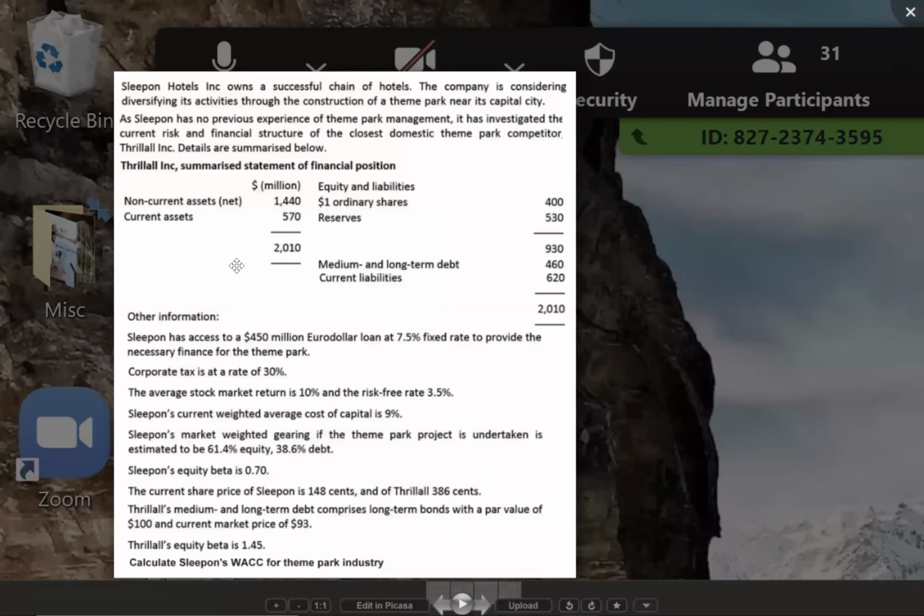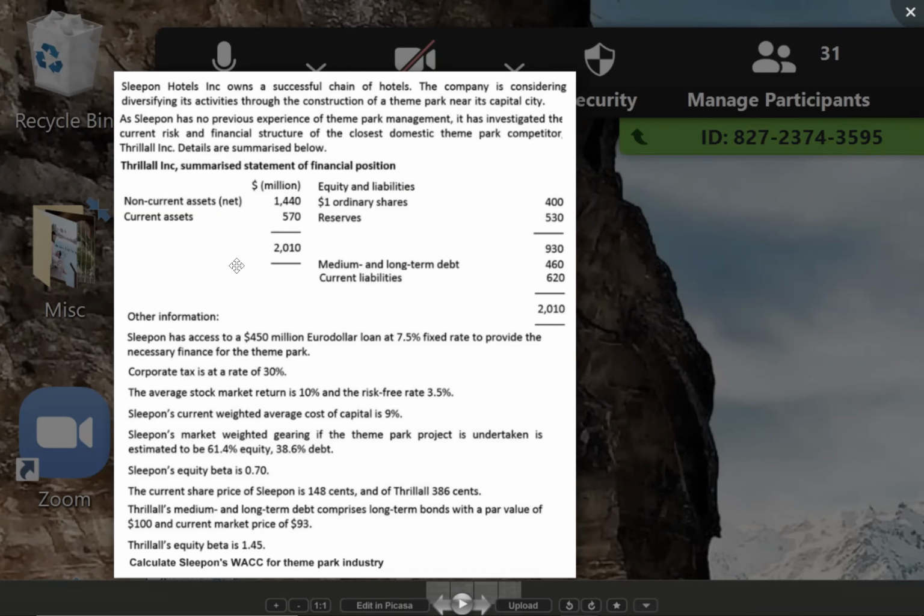Next. Average stock market return is 10% and risk-free rate is 3.5%. So that also you guys know. Average stock market return and risk-free rate means RM and RF is given. RM is 10%, RF is 3.5%. Sleep-On's current WACC, hotel industry WACC is 9%. I don't care about that. I don't want current WACC. I want new WACC.